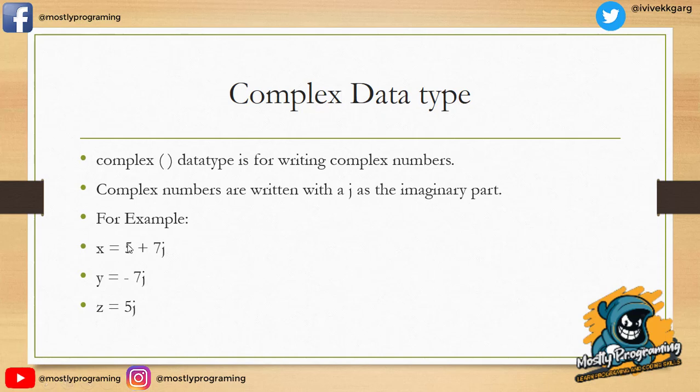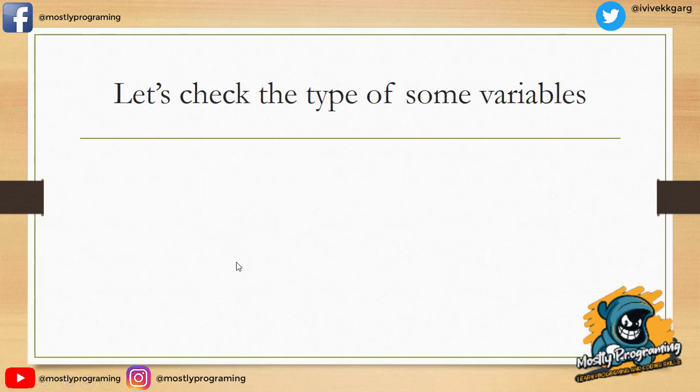Here in the variable x, we have stored 5 plus 7j. 5 is the real part plus 7j is the imaginary part. Here minus 7j is the only imaginary part and 5j here is the imaginary part. So let's check the type of some variables. We are going to do this on PyCharm also. Let's just see the theoretical part here. So I have a variable x is equal to 6 plus 7j. Then I have another variable y is equal to 5.6, which is a float variable, which is a decimal variable. And I have z is equal to 55, which is an integer. So I'm just going to check the type of all those variables.